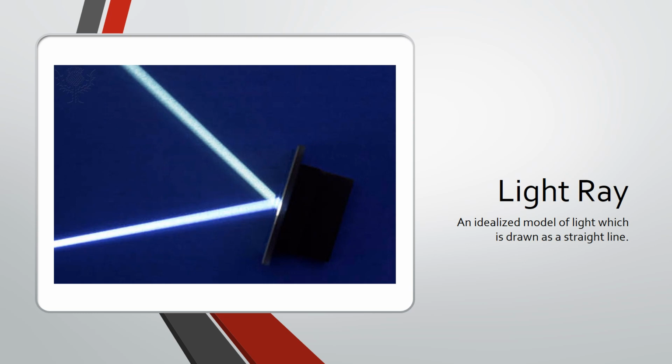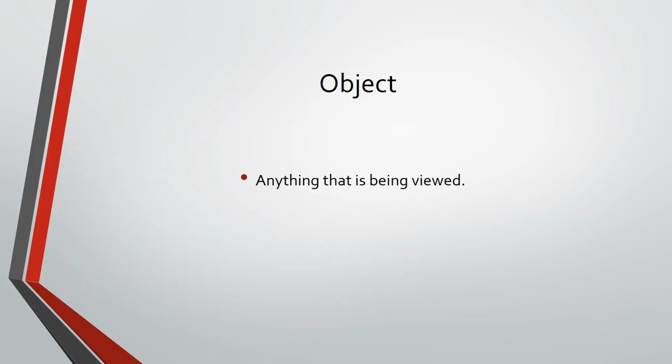Light rays are an idealized model of light in which individual lines of sight are drawn as straight lines. As you can see in the picture, this makes it really easy to see what is going on in an optics scenario. An object is anything that is being viewed. It doesn't matter if it's yourself, something else, a pencil, pen, a candle, you'll see all kinds of things. In the lab, you'll be using nails as your objects.